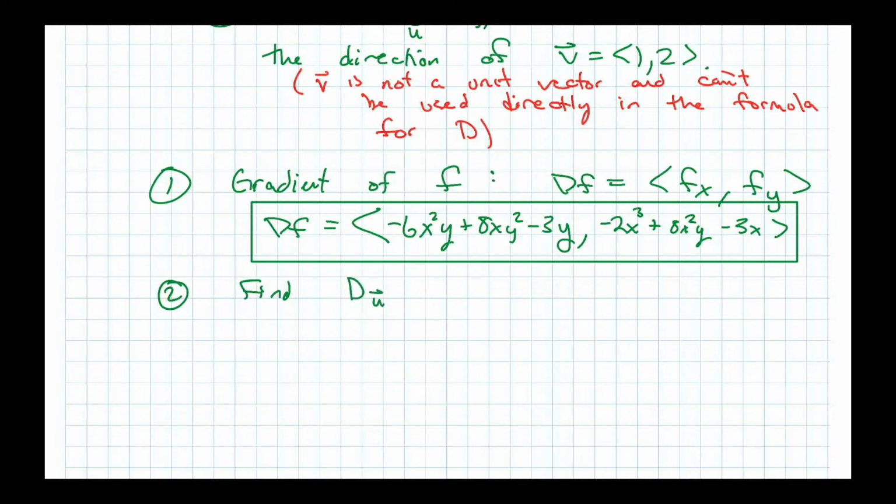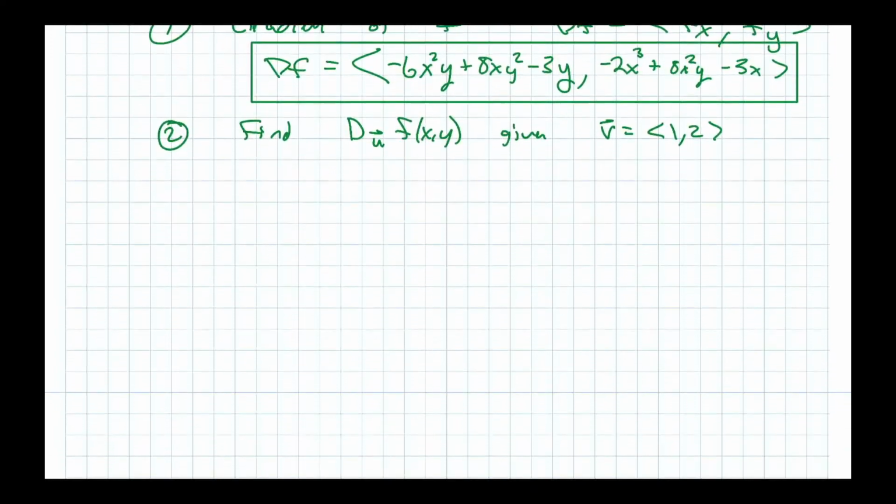Directional derivative of f of x, y, given the vector v is 1 comma 2. Okay, so we can't use the formula yet. You actually have to find the unit vector. So the first thing is to find a unit vector first.